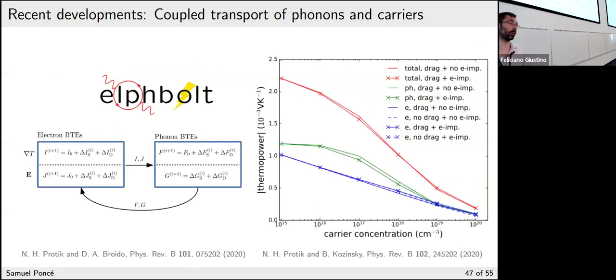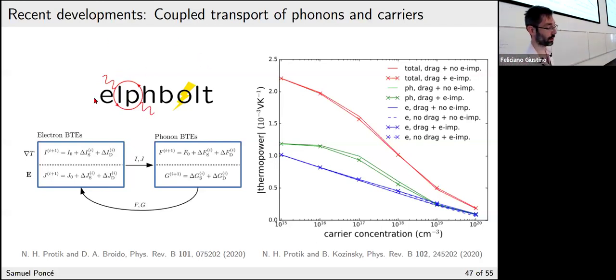Now, all I've shown was the Boltzmann transport equation for electrons. But actually, you have a very similar Boltzmann transport equation, but for phonons. And this describes the transport of heat. This is heat transport. And because those two equations are very similar, what you can do is actually couple them.